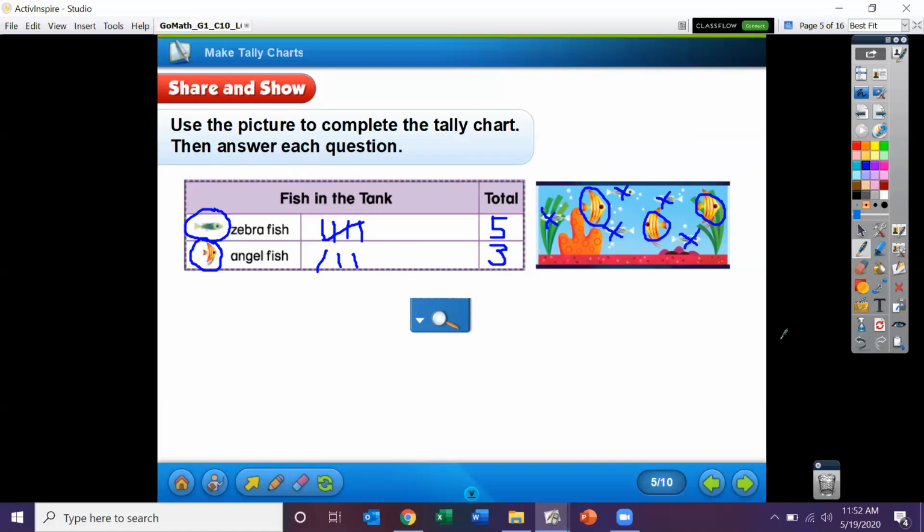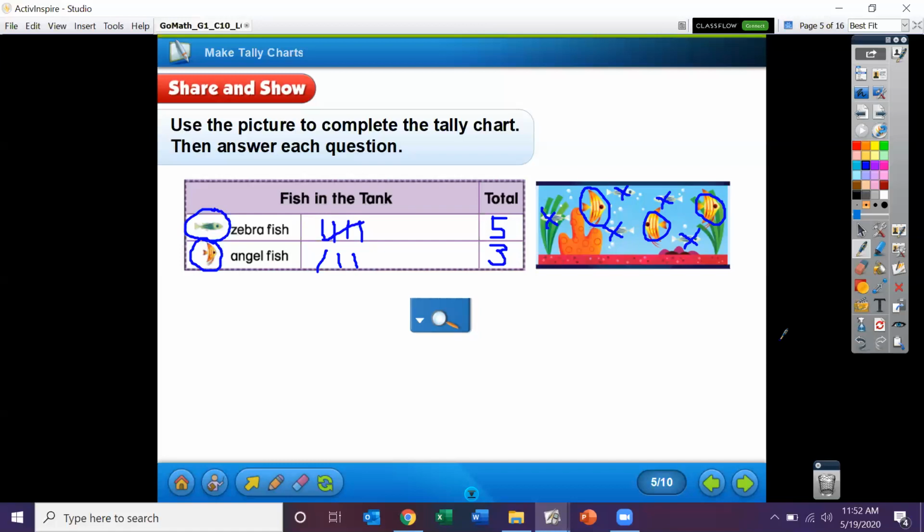So again, if I were to ask you some questions, which fish were there more of? You would say, very good, zebrafish. There were more zebrafish because 5 is greater than 3. There were the least amount of what kind of fish? Angelfish, right, very good, because 3 is less than 5.